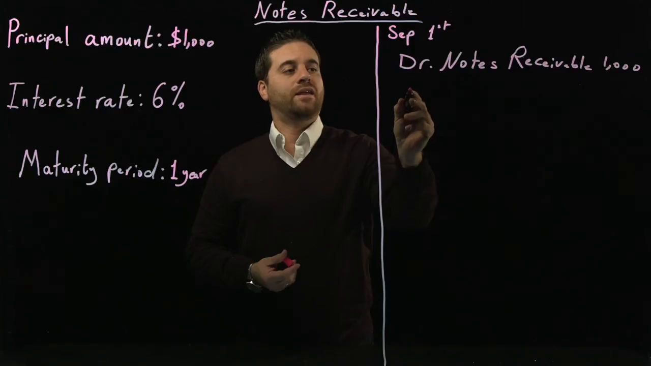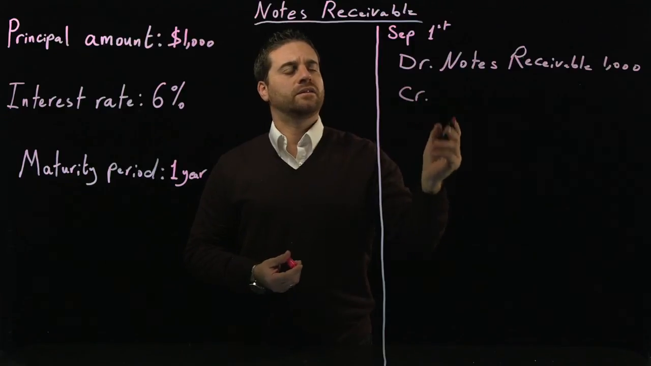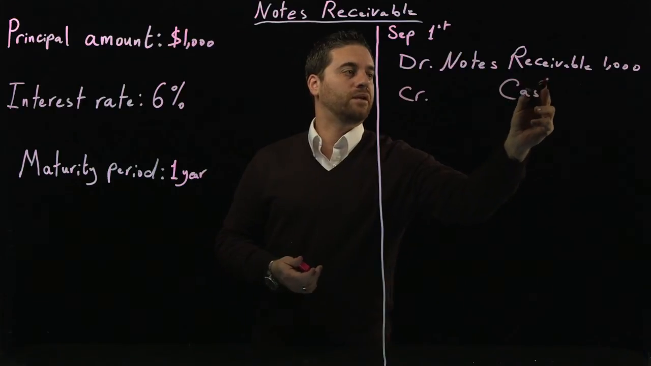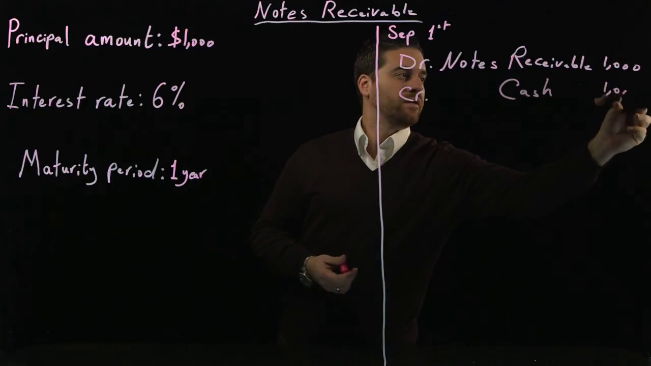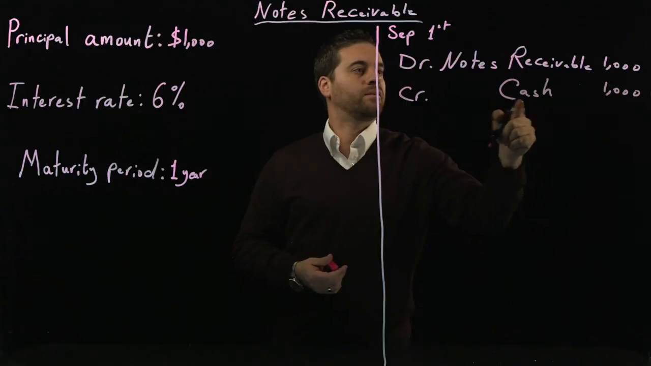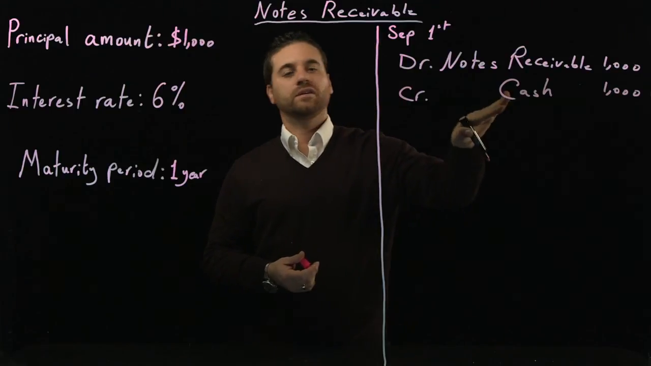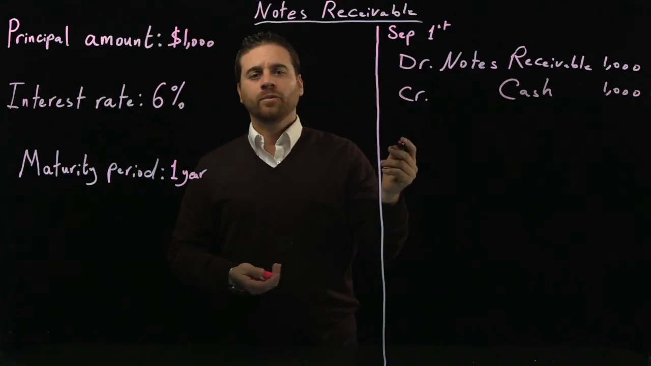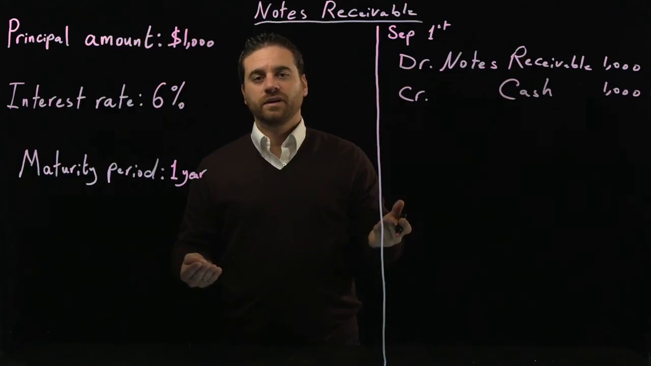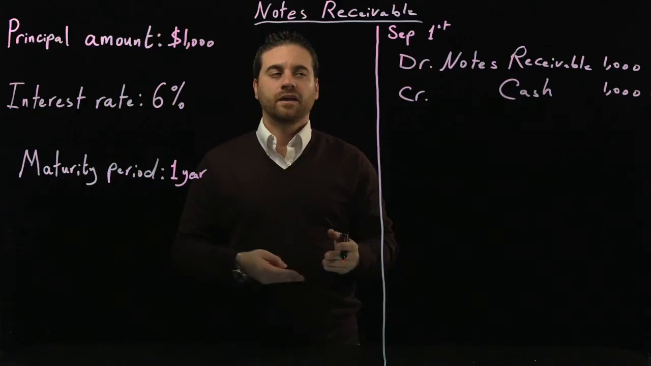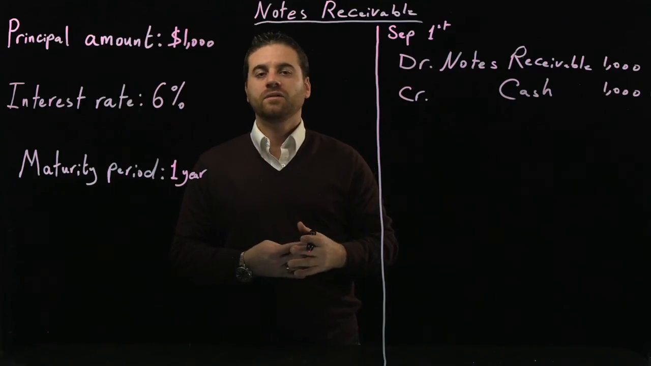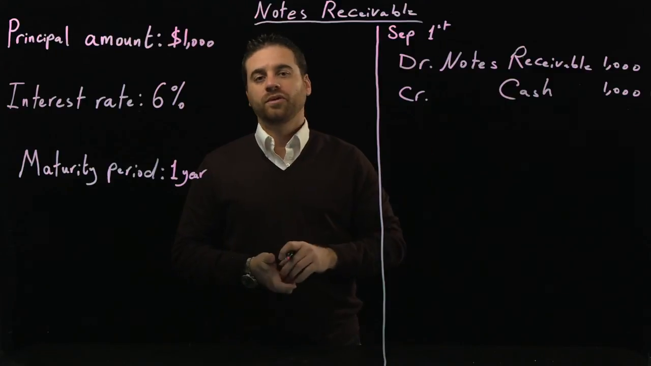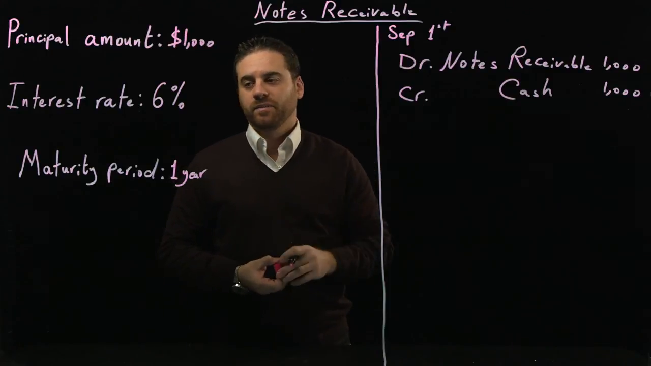And then we're going to credit cash. Let's say that we lend them money, so we give them cash. Our cash is decreasing, so that would be a credit. Don't forget that when you credit an amount, you shift it a little bit to the right. We're not going to consider any interest here because it's still the first day. It's the day we lend them the money, so there's no interest that has been accrued yet. So we just have to record the principal the day we lend them the money.